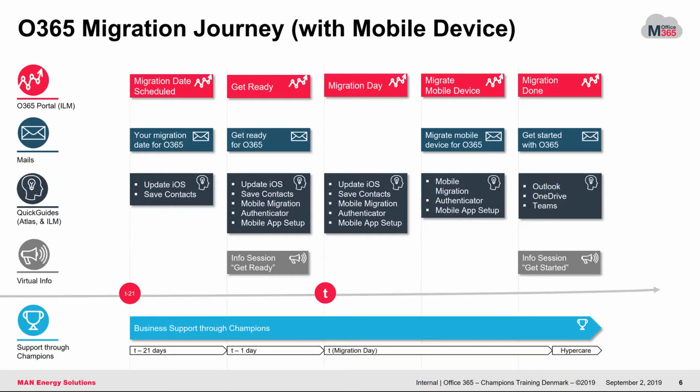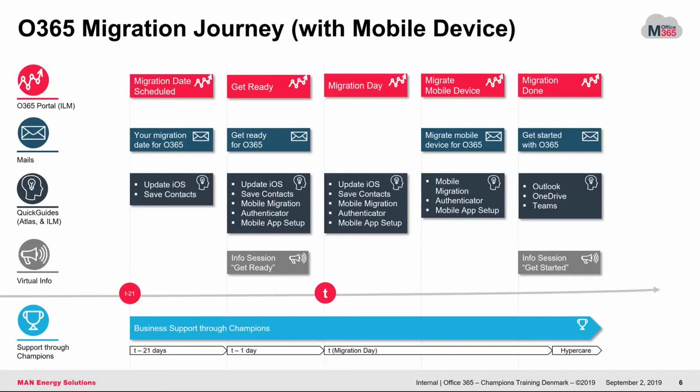So first of all, your migration date is scheduled. This status will show up 3 weeks prior to your migration, 21 days, as you can see also down here. Then 1 day prior to migration, you will change into the status Get Ready. Then on migration day, the status will change again in the morning of your migration day, and later on during that day your status will change into migrate mobile device, and finally your migration is done.